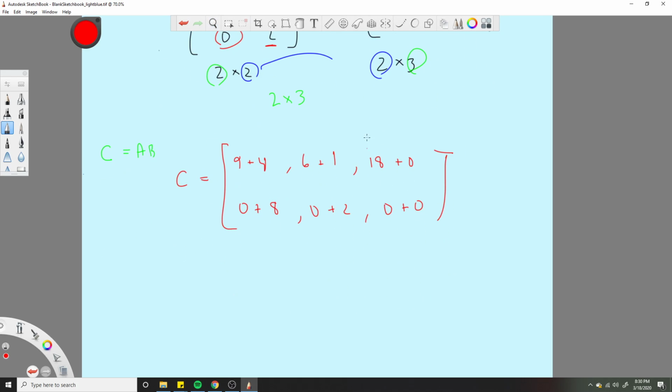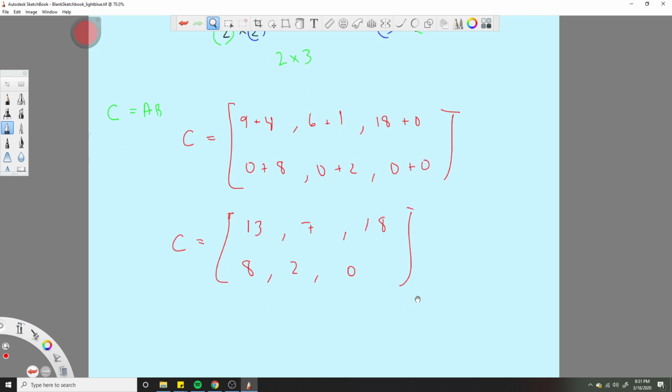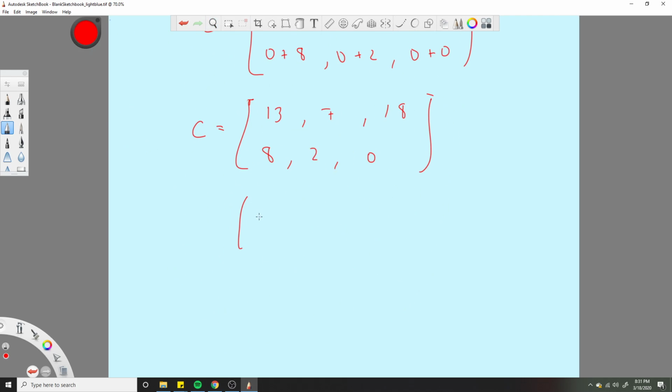So there you have it. You've got all the elements. Now you just need to do the addition. So that would be a 13. This would result in 7. This would be 18. That would be an 8. That'll be a 2. That'll be a 0. And if you remove the commas, I just had those there for the addition really: 8, 2, 0. And notice, just like we said, we have a, oh wait, excuse me, a 2 by 3 dimension.